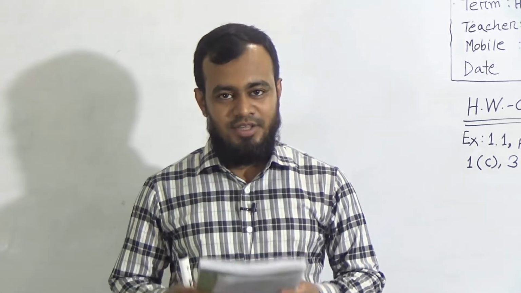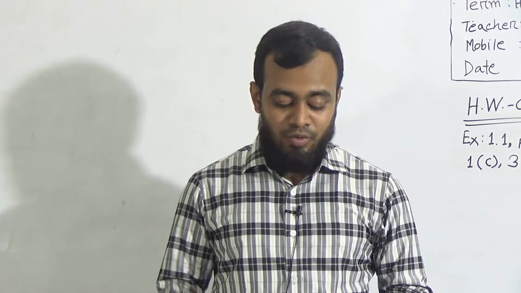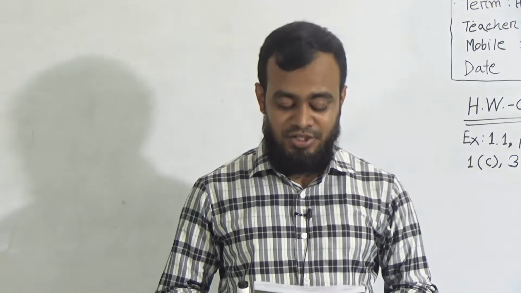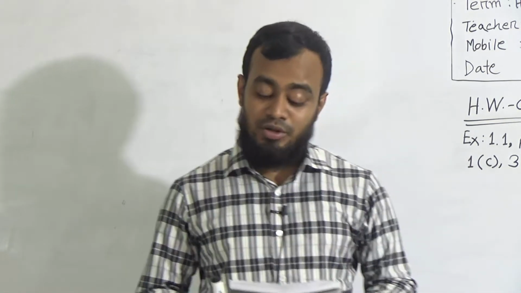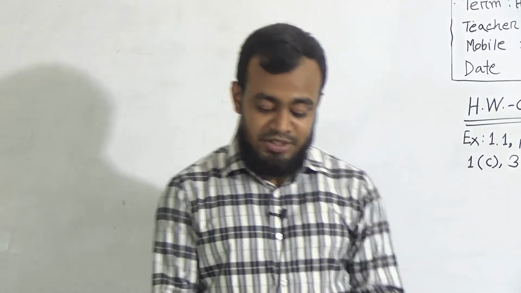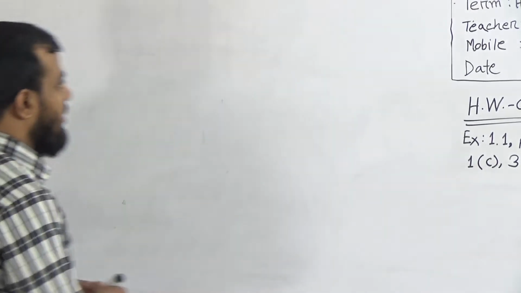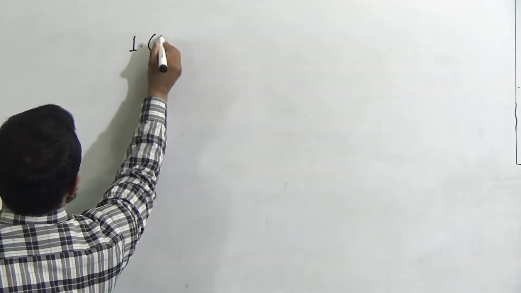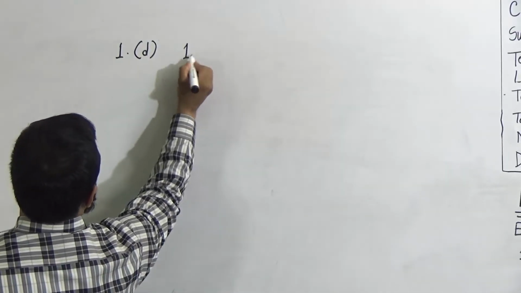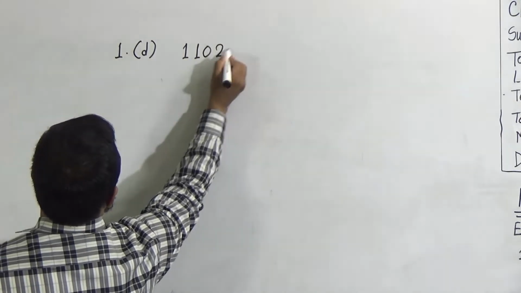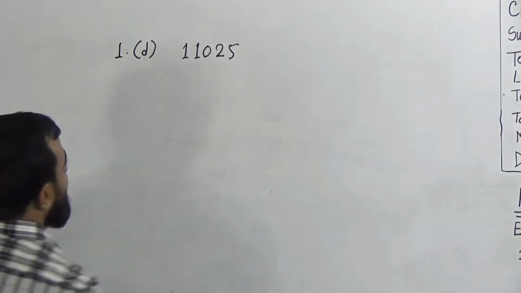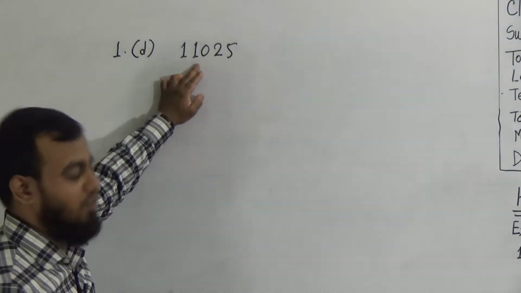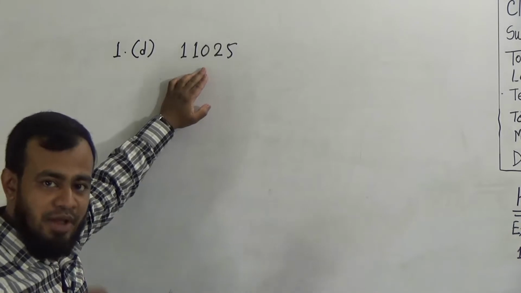It's exercise 1.1. Question number 1 is find the square root of each by prime factorization. There are 4 activities, but we will solve only activity D. Number 1, activity D, the number given is 11,025. We will solve this. That means we will calculate the square root of this number 11,025 by prime factorization.